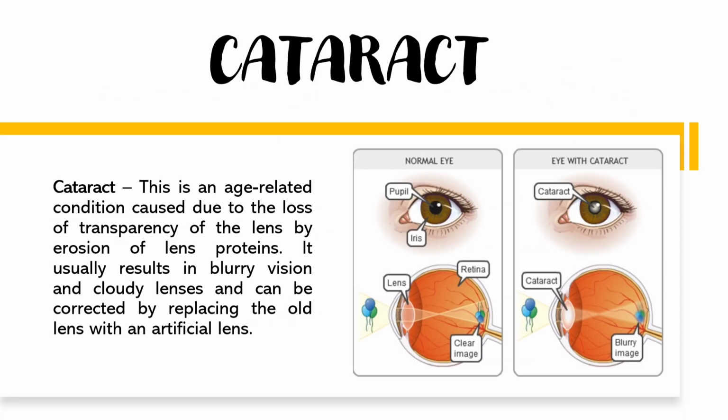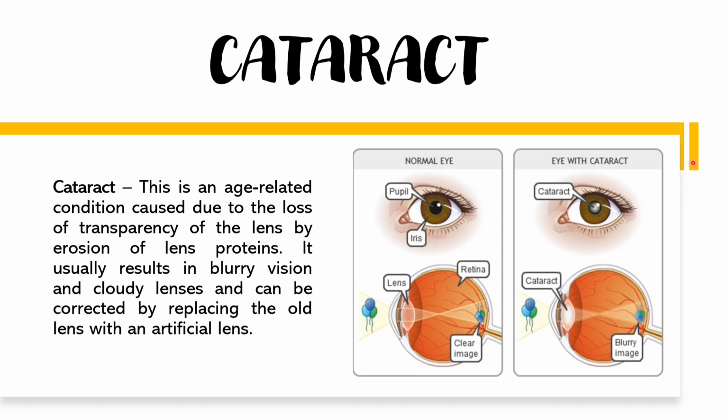Now we are going to see about the eye defect called cataract. This cataract mainly affects old age people. So it is an age related condition. Here the people with cataract have cloudy lenses. So they will have blurred vision. They cannot see anything properly or clearly.